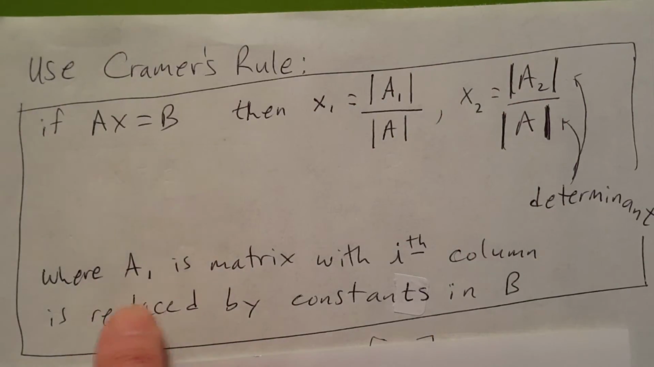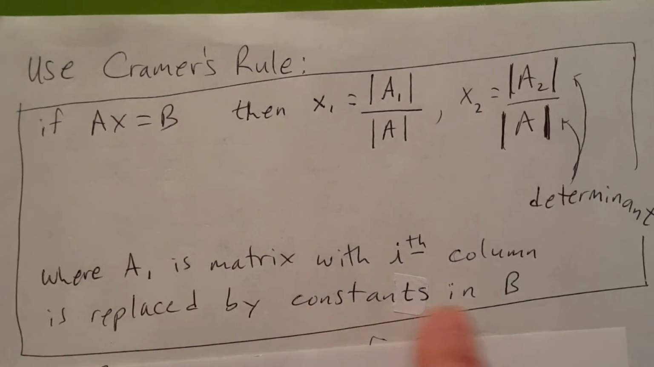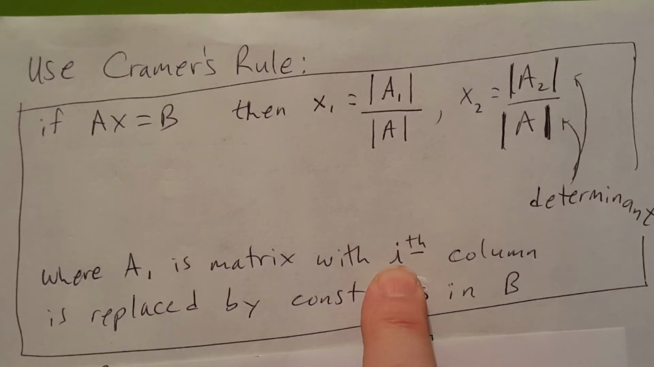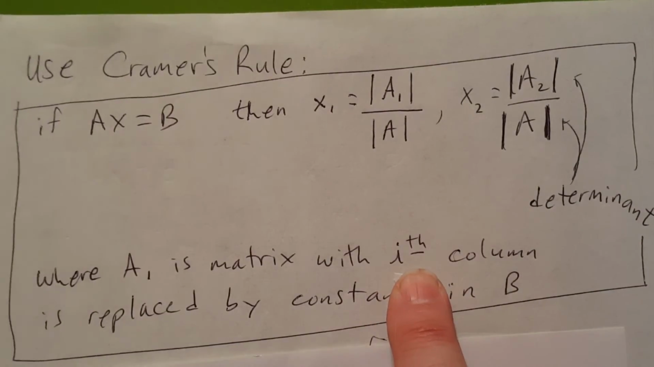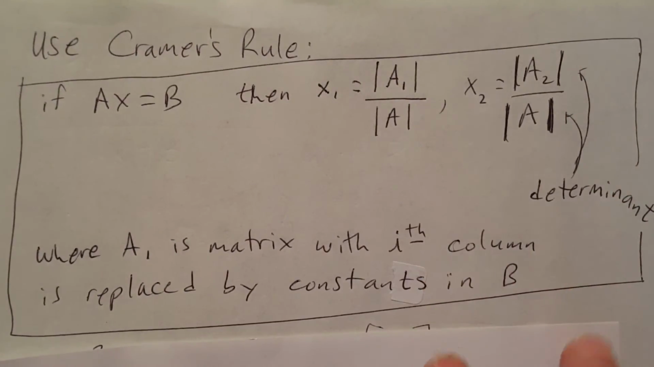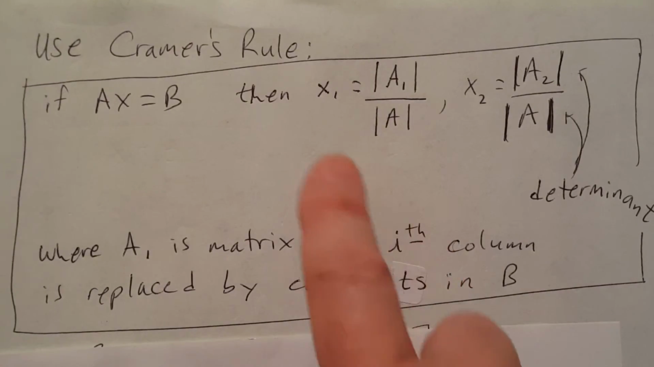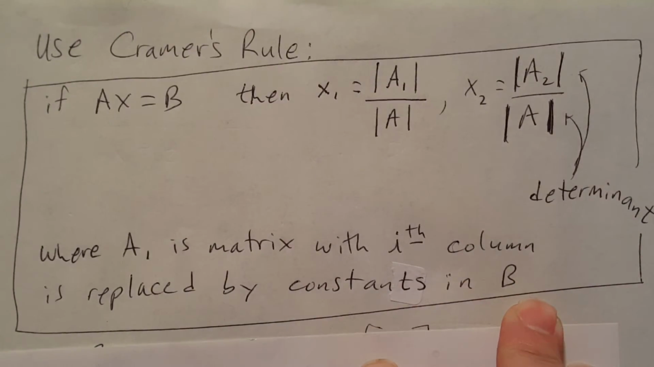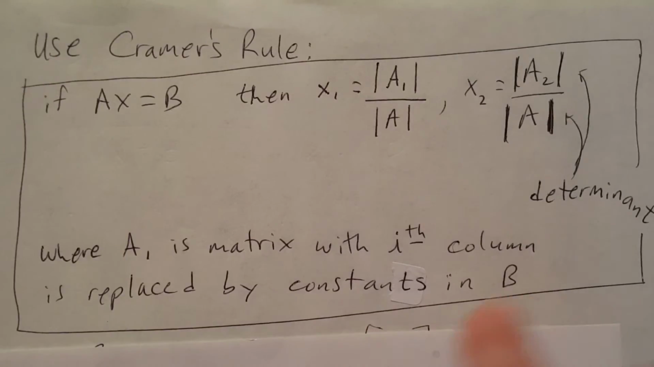Well, A_i is the matrix where the ith column is replaced by the constants in B. Sounds complicated. First of all, when we say ith, it's just a way of counting: first, second, third, fourth, fifth, ith. So don't let that bother you. I know it sounds confusing, but watch how we use it and do exactly what it says up here. For this way of solving the equation, what you have to know is how to find the determinant only, and how to find A1 and A2, but that's very, very simple.